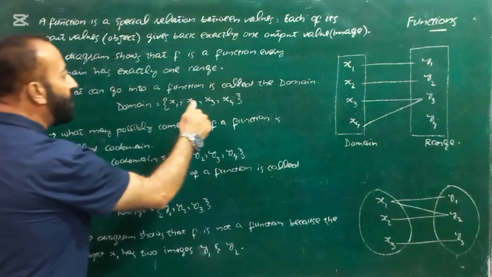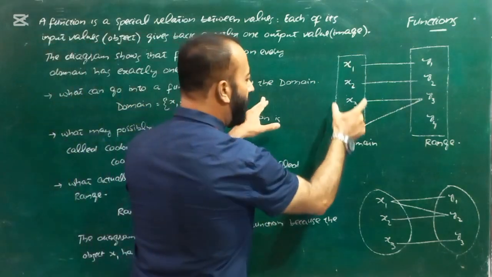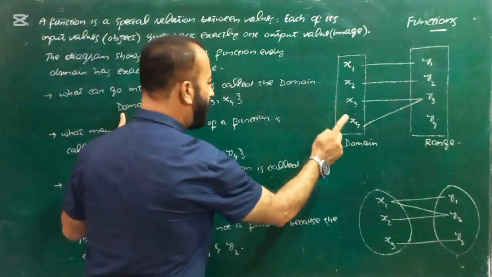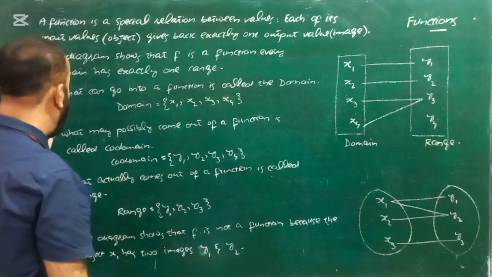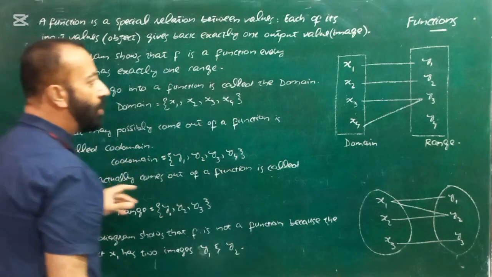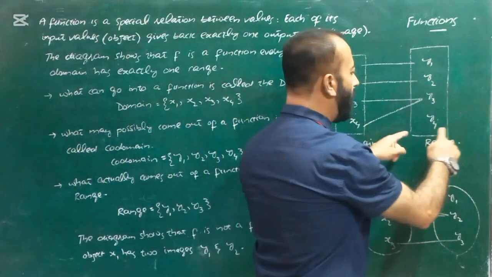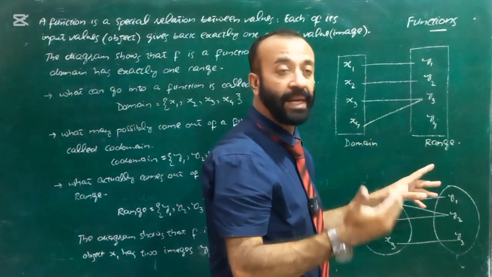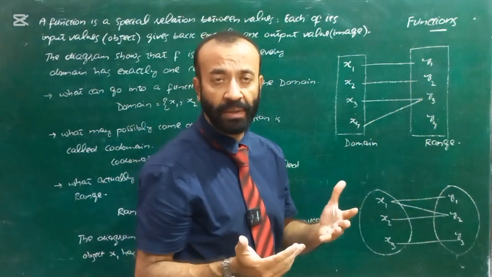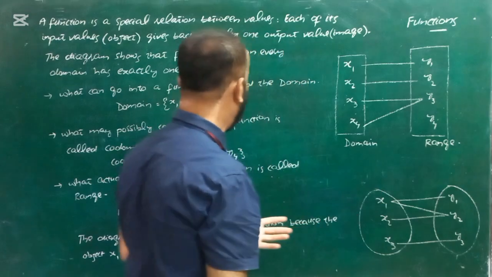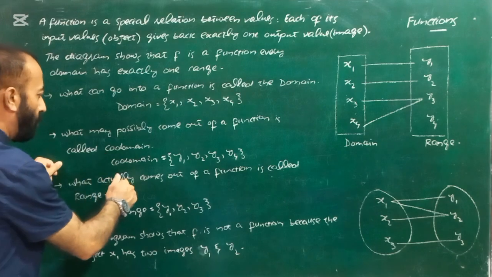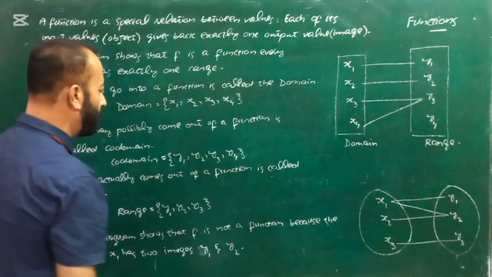What can go into a function is called the domain. So domain are x1, x2, x3, x4. What may possibly come out of the function is called the codomain. These are the possible outcomes which may come as a result. So y1, y2, y3, y4 are four possible options which may come out of the function. Codomain is y1, y2, y3, y4.